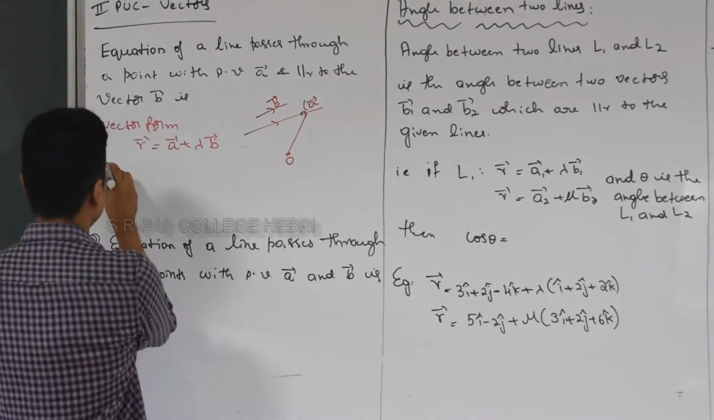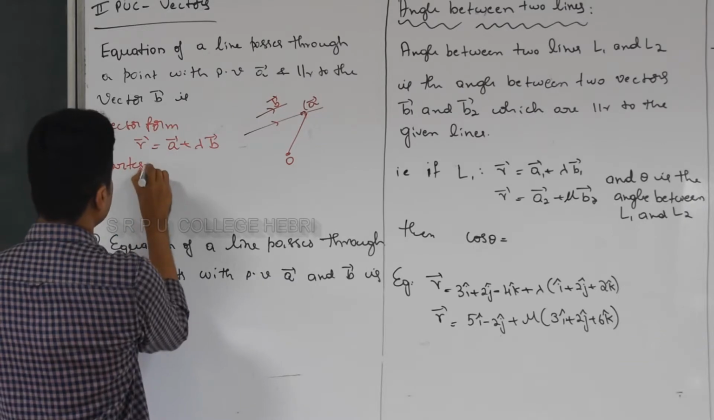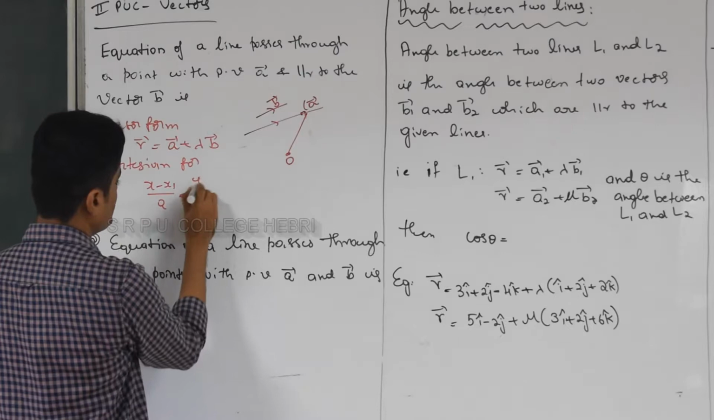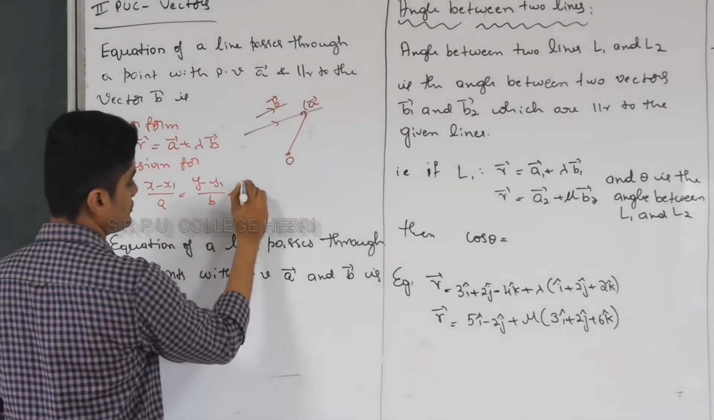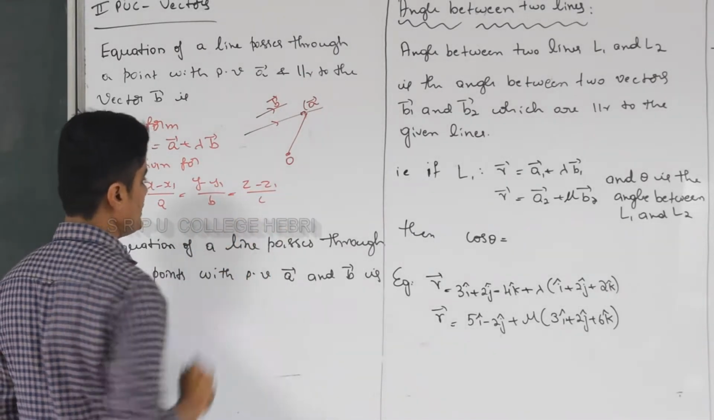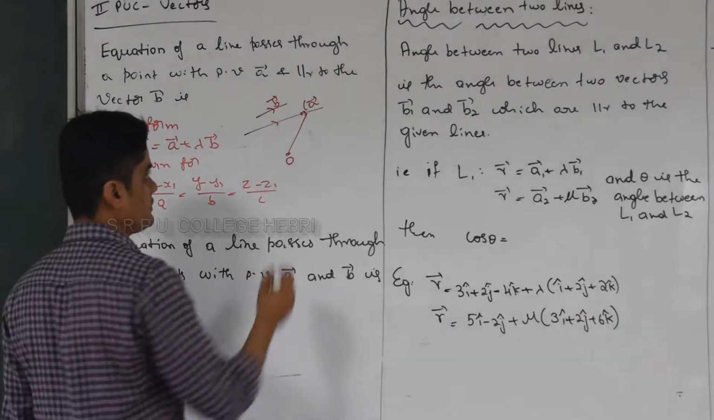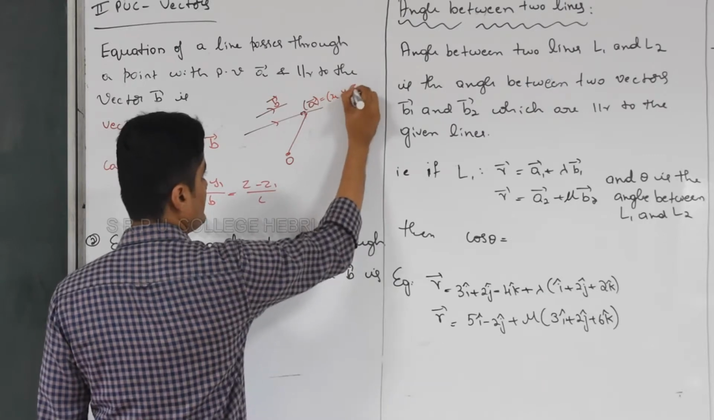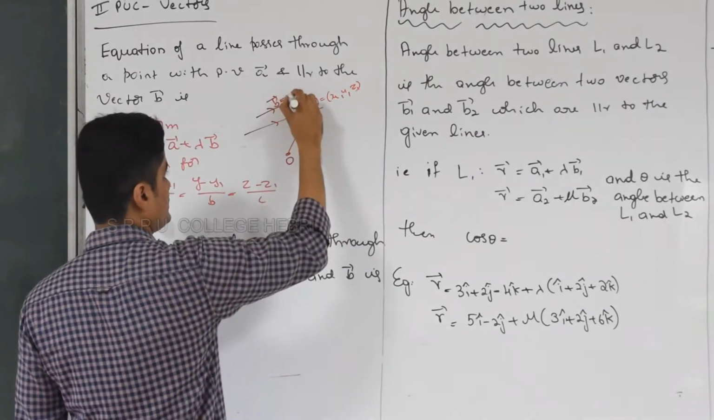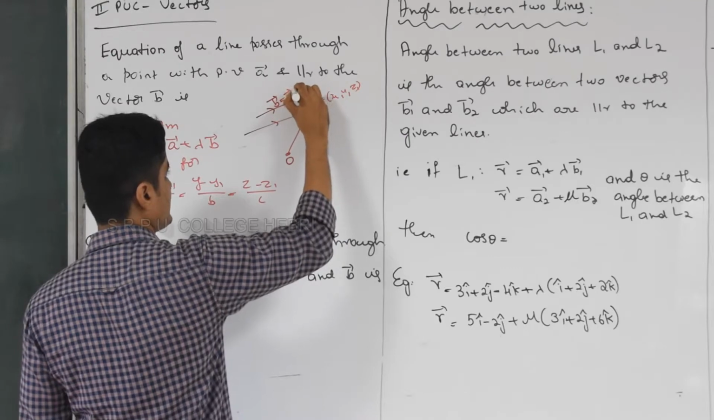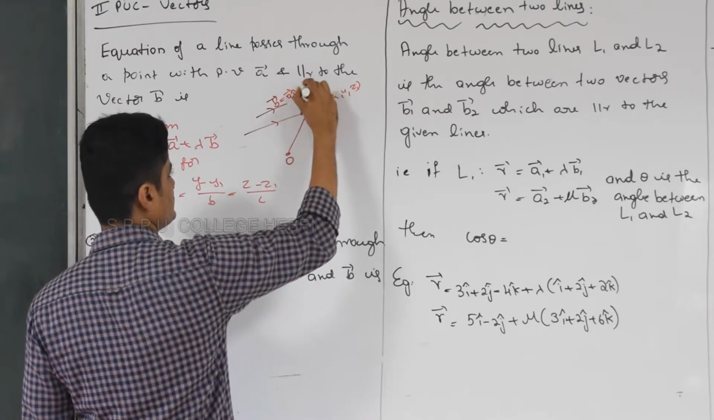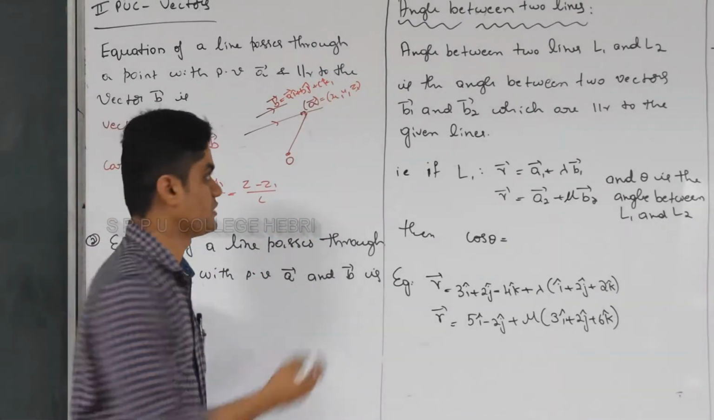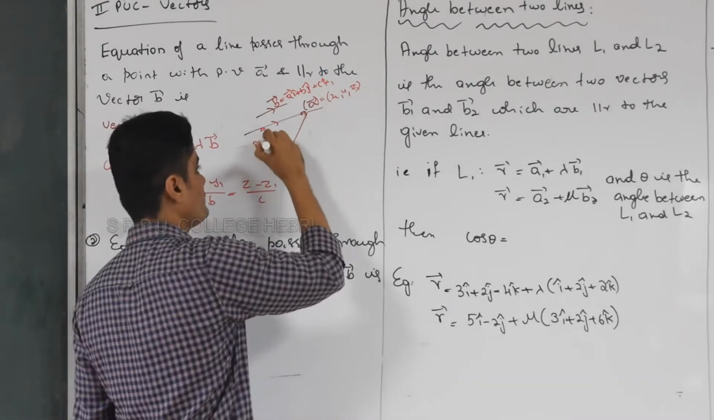As well as the Cartesian form. What is the Cartesian form? (x minus x1) by a is equal to (y minus y1) by b is equal to (z minus z1) by c. What is x1, y1, z1? x1, y1, z1 will be the coordinates of this point. a, b, c are the components of this vector. What is x comma y comma z? It is a point which we take as one point on the line, P of x comma y comma z.